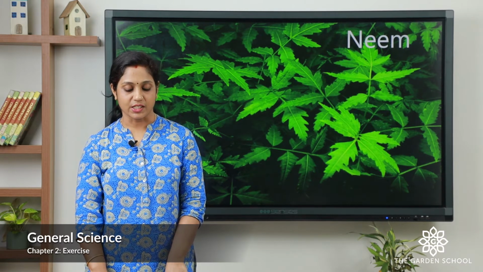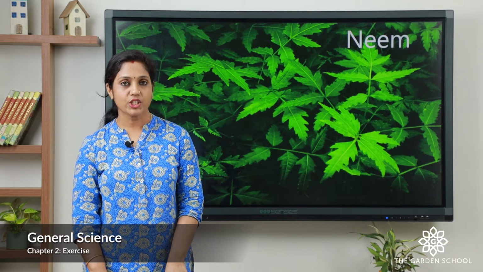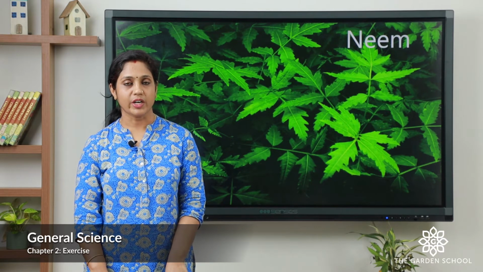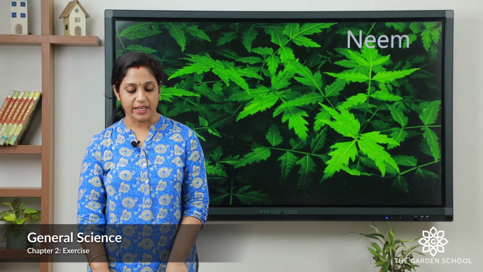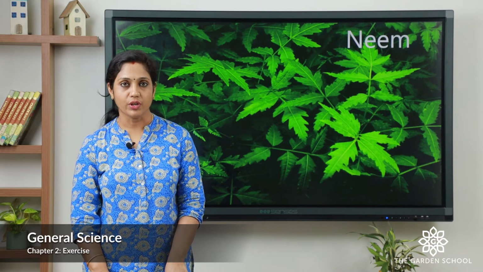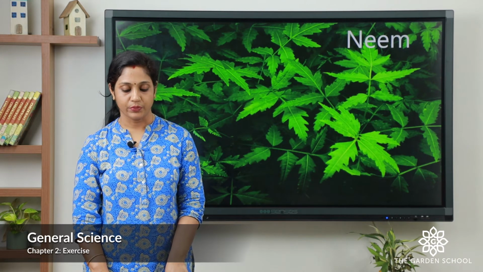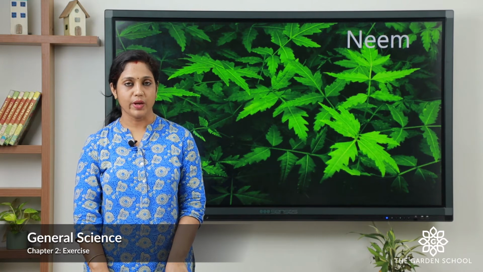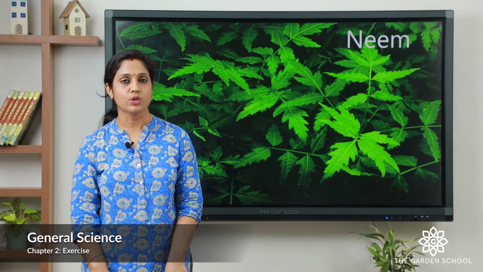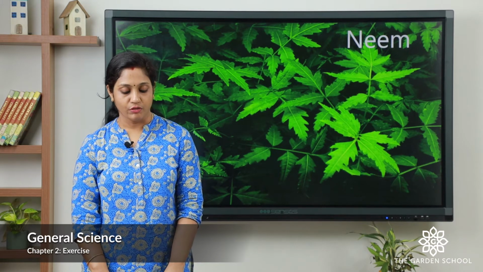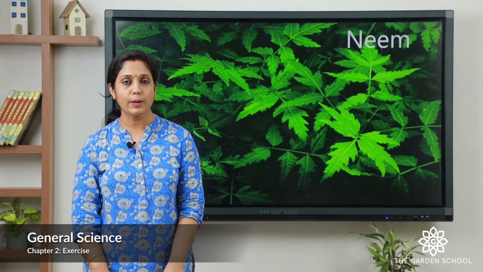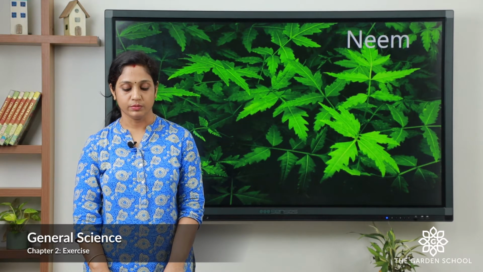Now let's check the answer. First one, dash is obtained from trees. Wood is obtained from trees. So write down wood. Second, we eat different parts of plants as food. The answer there is food. Third, dash is used to make cloth. It is cotton. Cotton is used to make cloth. So write cotton there. Fourth one, tulsi is used to make medicine. Write down medicine in the space provided.